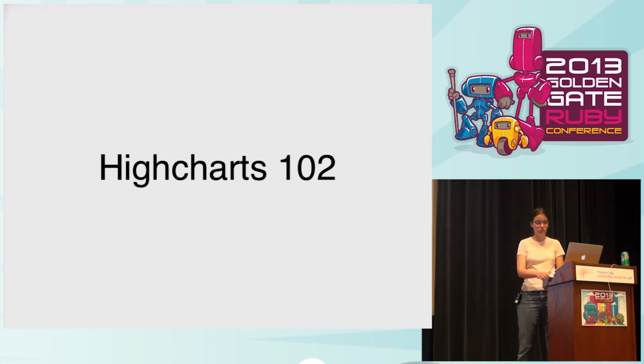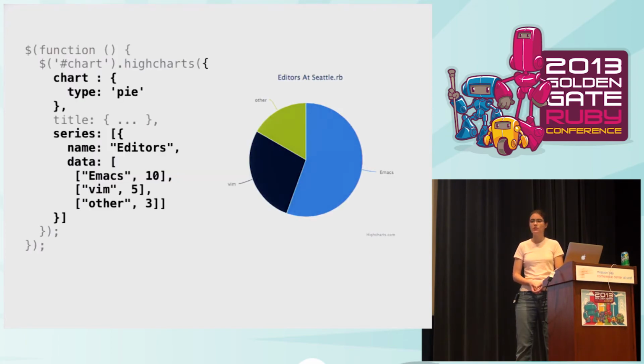Highcharts 102. You can do things like pie charts. In this case, all we had to do was change the chart type to a pie. And in this case, the data needs to be a set of tuples, the category and the count. And we change that up, and everything else works. You can still use your same title. You can still use your same axis labels, all that.